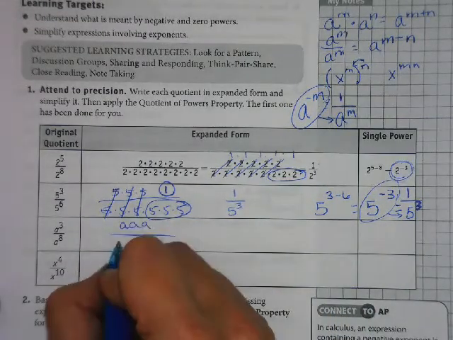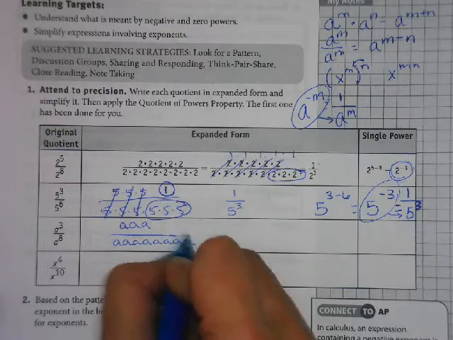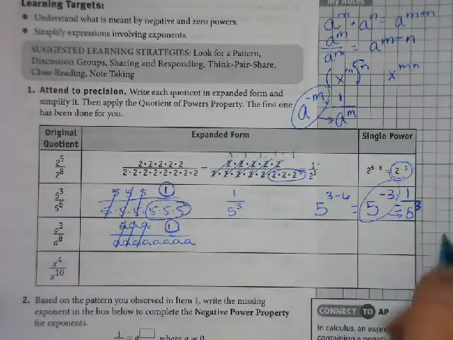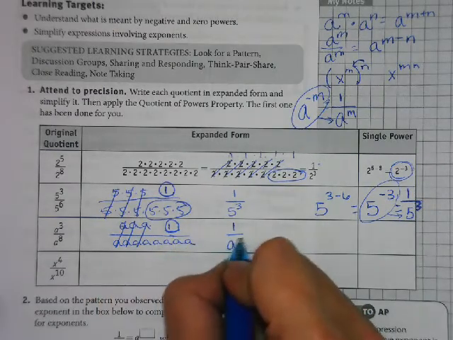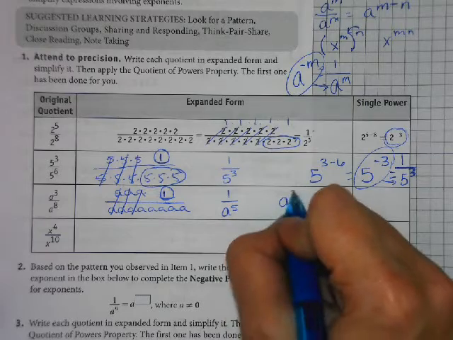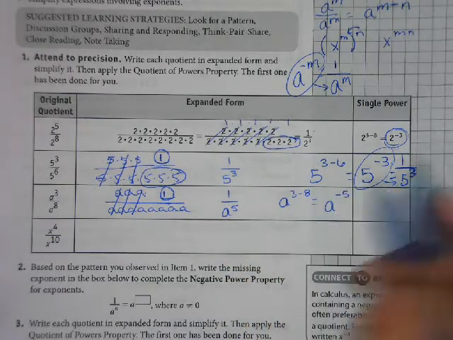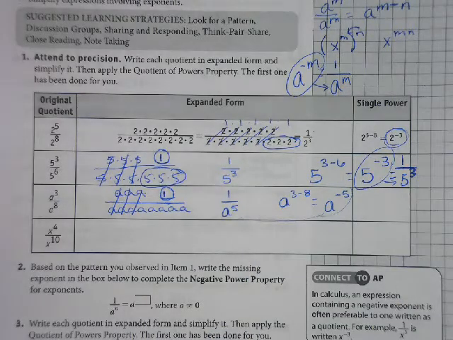A over 8 A's: 1, 2, 3, 4, 5, 6, 7, 8. This is all 1. 1 times 1 times 1. So I have a 1 in my numerator, and 1, 2, 3, 4, 5 A's in my denominator. If we do the shortcut, 3 minus 8 is a negative 5. And again, that went in the denominator and the exponent became positive.